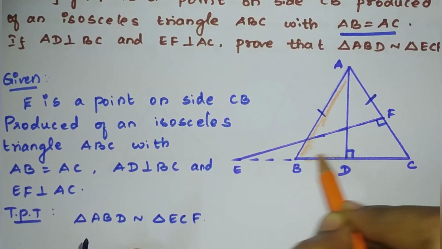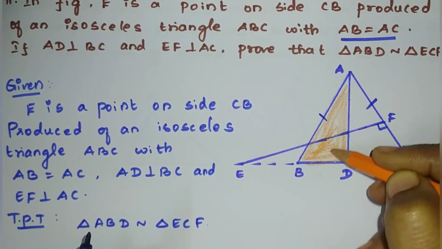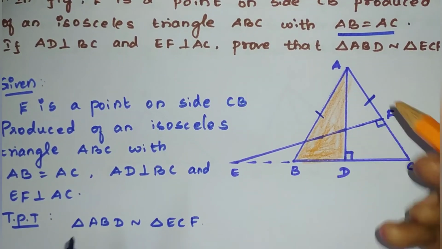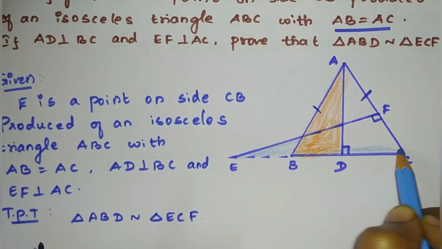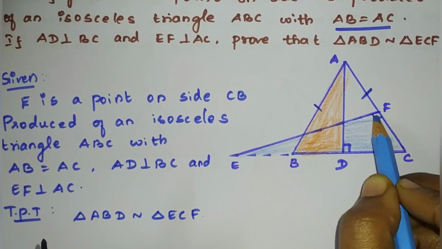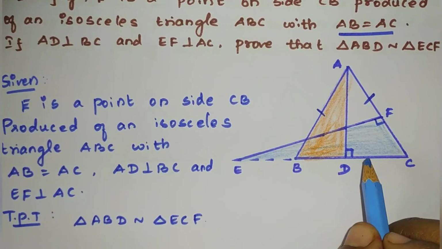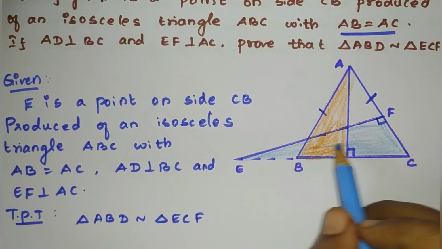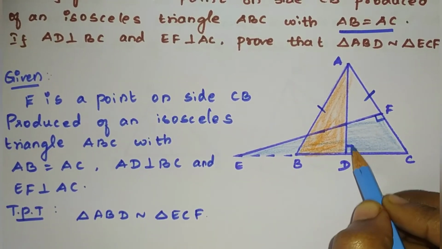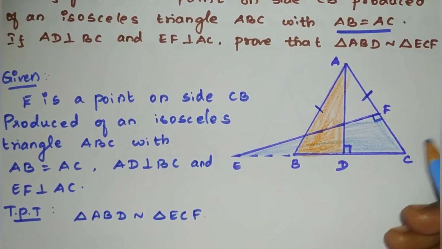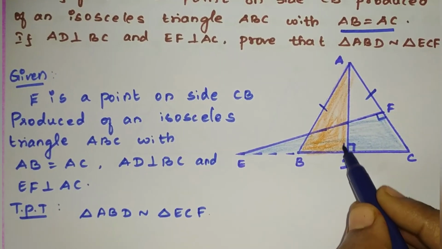You have to prove that the two triangles, ABD is similar to the triangle ECF. Can you guess by which similarity criterion we can prove that the two triangles are similar? Can you guess? This angle and this angle each 90 degree. So we can take this angle. We can take this angle.